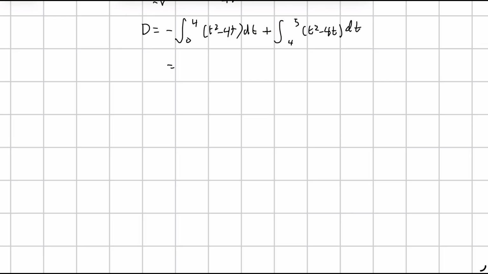For the first part, this is going to give us t cubed over 3 minus 2t squared evaluated from 0 to 4. This is by using the power rule on t squared. Let's finish off with this integral first. Evaluating at 0 gives us nothing, and at 4 we get 64 over 3 minus 32. Rewriting 32 as 96 over 3, we get 64 minus 96 over 3, which is negative 32 divided by 3.